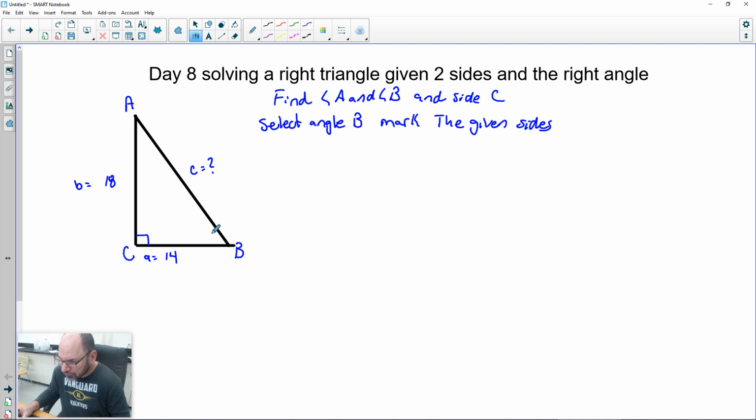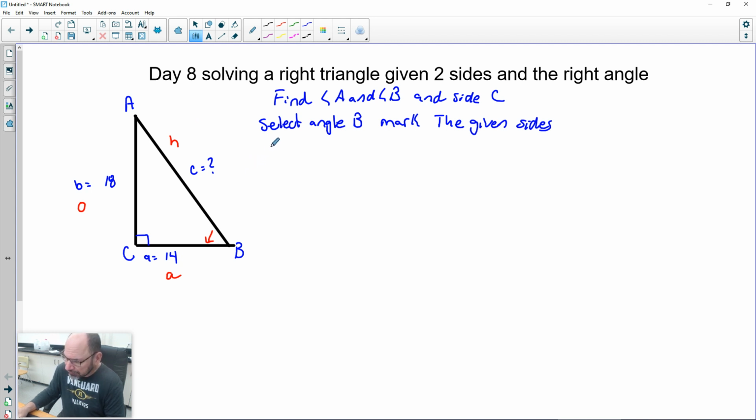So we're going to use this angle here. We don't know what it is, but we're going to find it. Okay, so this is our opposite side. This is our adjacent side. And this is our hypotenuse. So now we can see that we can find angle B by using these two sides. Now, opposite and adjacent, you have to look that up on your formula sheet.